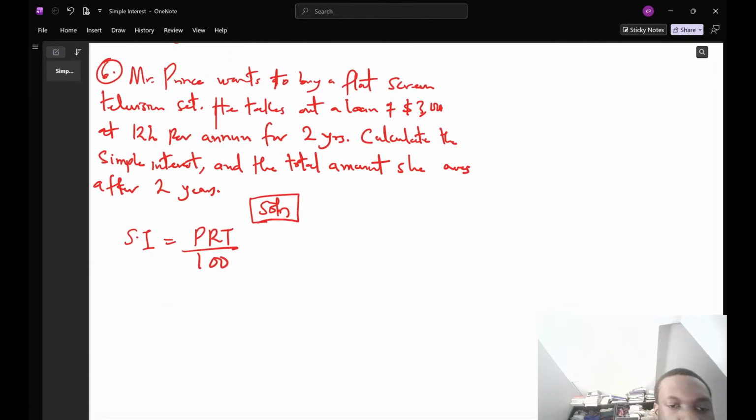Okay. So it takes out a loan of $3,000. That's the principal. That's 3,000. The rate is 12%. The time is 2 years. Just calculate the simple interest and the total amount she owes after 2 years.